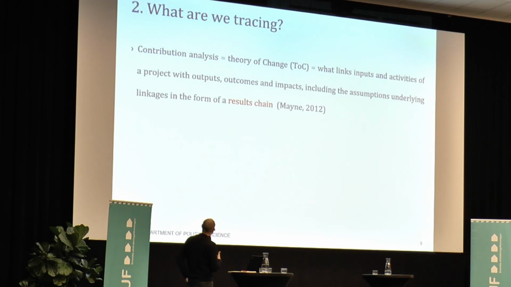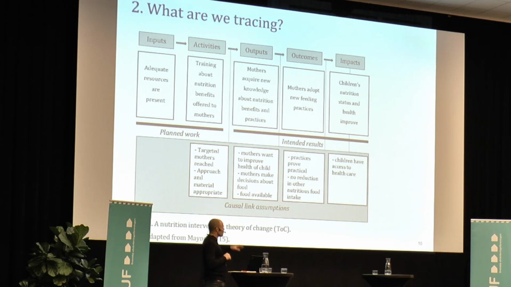Contribution analysis gets a little bit closer to this, links inputs and activities with outputs, outcomes, and impacts, including the assumptions underlying linkages. So these linkages, again, are treated as assumptions. Those are what we want to unpack in process tracing. So just as an example, we have an activity, training about nutrition benefits offered to mothers. We have an impact, child's nutrition status and health has improved. And then we have outputs, outcomes. And then the actual linkages then are treated, this is from John Mayne, some of his work on contribution analysis, as assumptions.